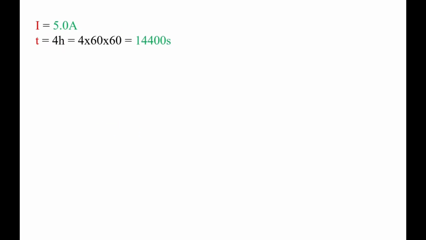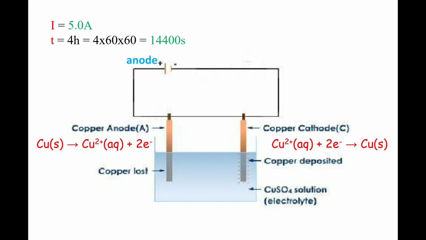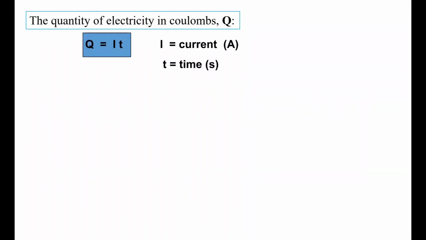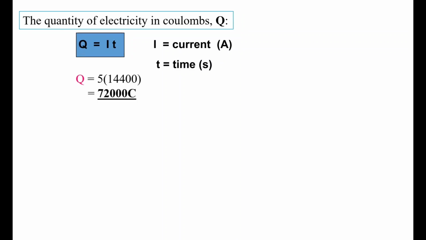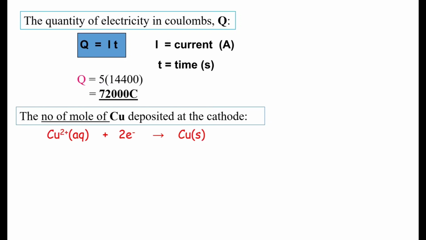At first, write down the information given in the question and convert the unit of time into seconds. Then determine the half ionic equations at the anode and cathode. Then we need to determine the quantity of electricity in coulomb. By using Faraday's law, we have this formula. Therefore, the quantity of electricity is 7200 coulomb.